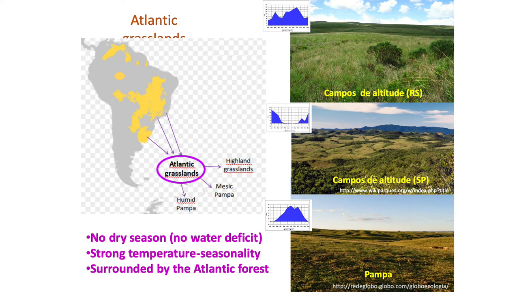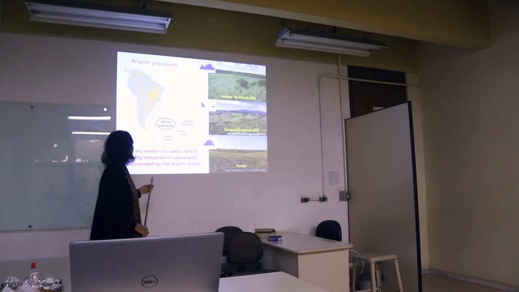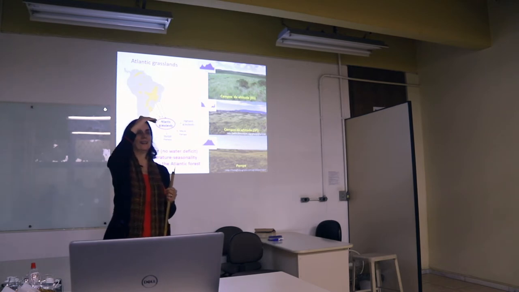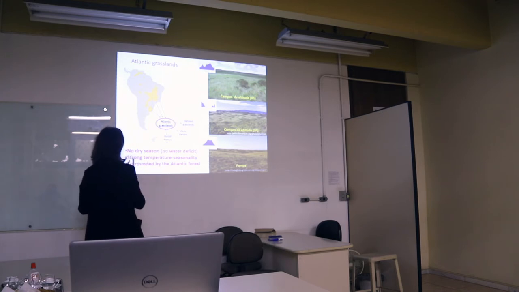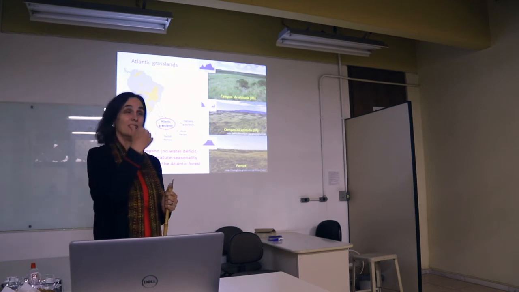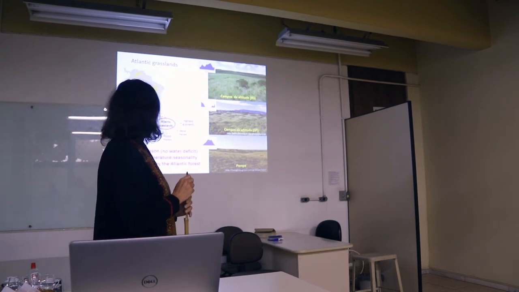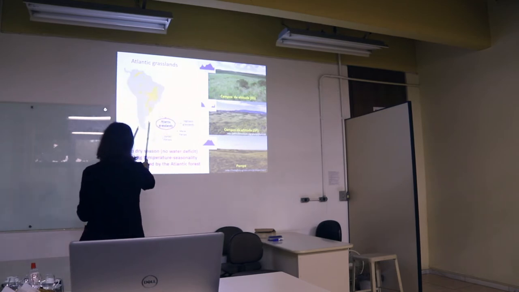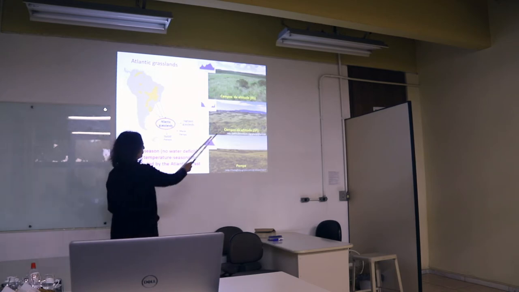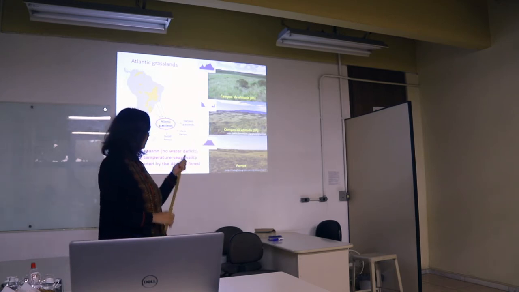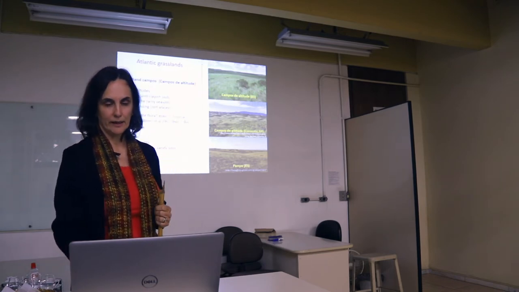In the south, we have a different climate. No dry season. They have, in the south here, highland grasslands, and there is the pampa. And they have a strong seasonality in temperature. They have frosts. The summer is really hot. And these patches, and then I go to Rio de Janeiro, Itatiaia, São Paulo with Curucutu, and all these patches of grasslands are surrounded by the Atlantic forest.